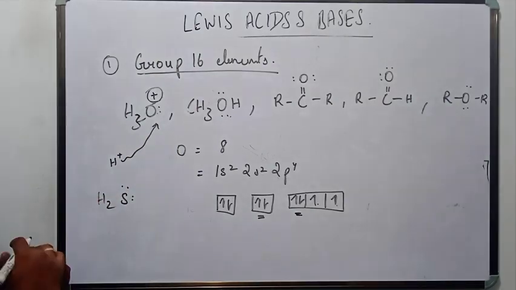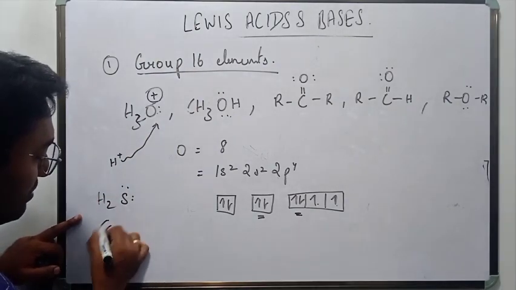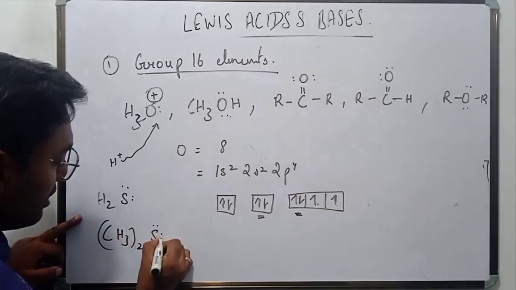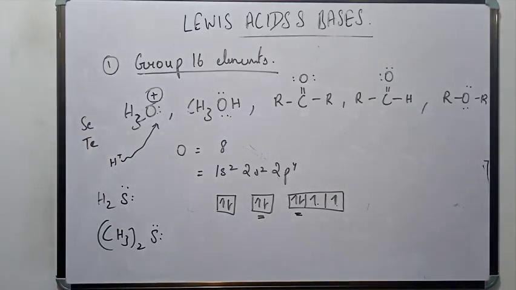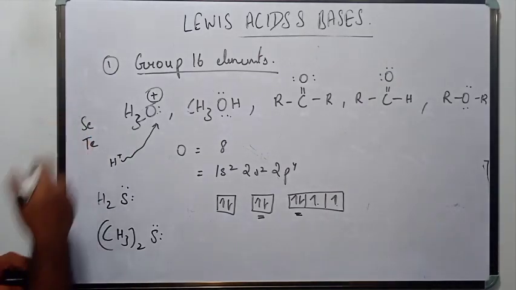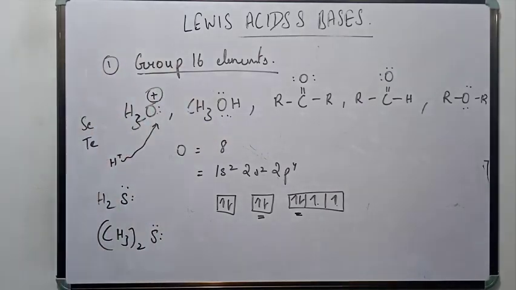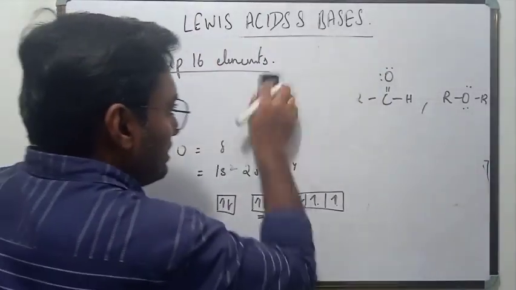hydrogen sulfide, dimethyl sulfide. Similar is the case for selenium, tellurium. All these compounds have two lone pairs of electrons, and they donate one lone pair of electrons to act as a Lewis base. Now let us see another set of examples.